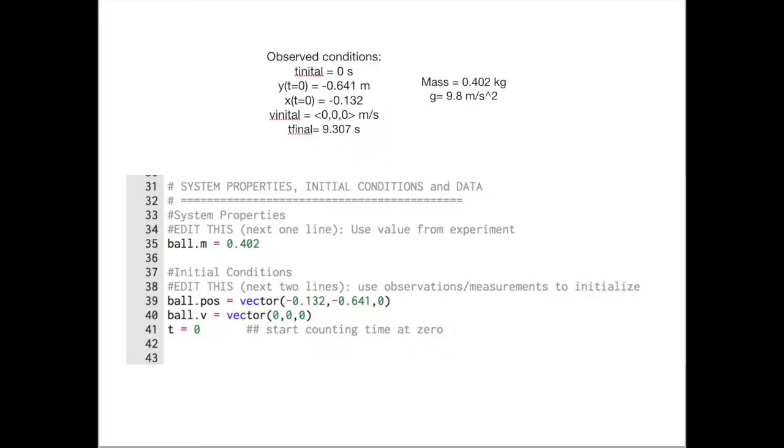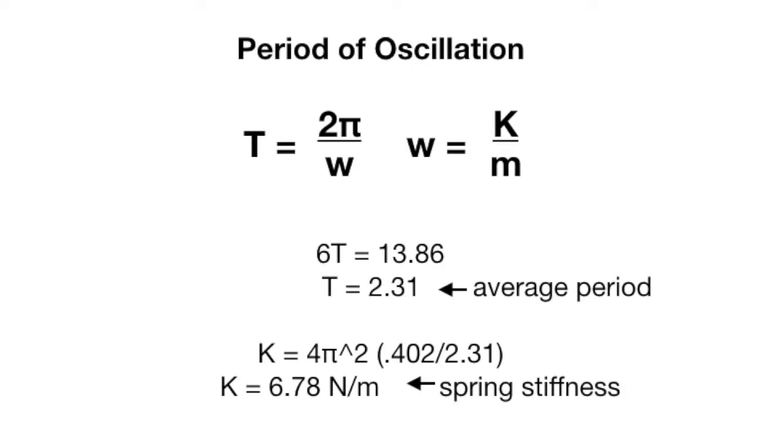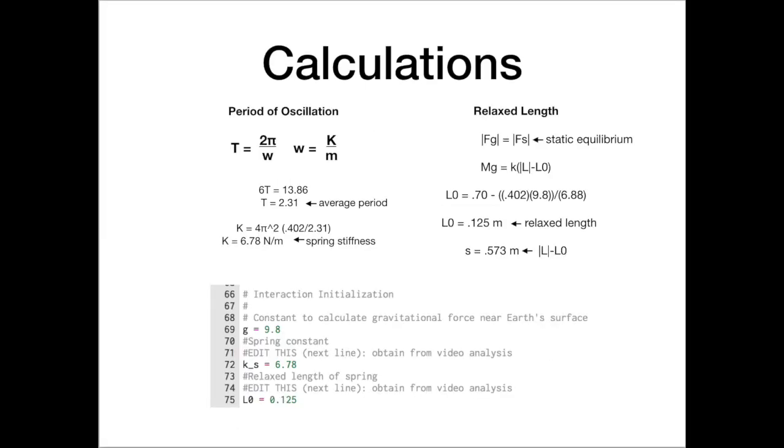In GlowScript, I set the mass of the ball, its initial observed position, velocity, and time. Next, in order to calculate the weight and spring force acting on the mass, we can use our data to get the period of oscillation and therefore the spring stiffness for the spring, which I got to be 6.78 newtons per meter. And then, using the static equilibrium, I found the relaxed length of the spring to be 0.125 meters. I also have the gravitational force to be 9.8 meters per second squared, and the time step given as 1/210 seconds.